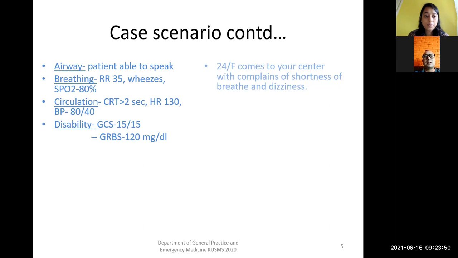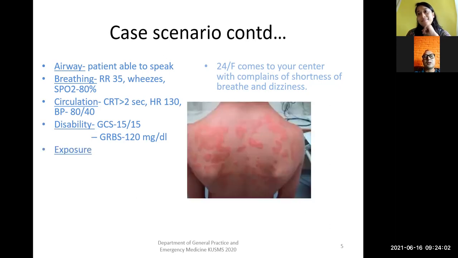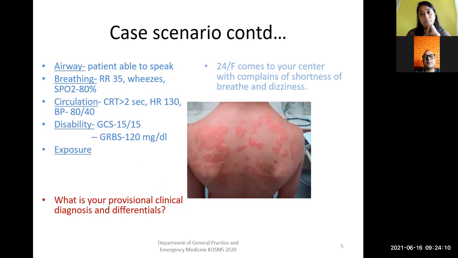In disability check, the patient's Glasgow Coma Scale is 15 upon 15, and the bedside blood sugar is 120 milligram per dl. On exposure, we find that there are multiple urticarial rashes over the back of the patient. Now, what is your provisional clinical diagnosis and the differentials?